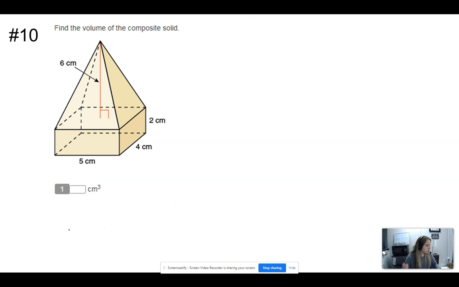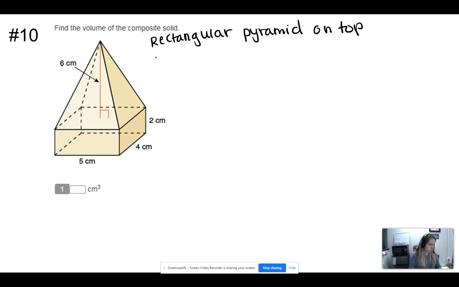Finally, you are going to find the volume of the composite solid. So break it into 2 shapes, and then find the volume of both, and then go from there. Pick your answer. I'm going to break it into a couple different shapes. On the top is going to be a rectangular pyramid, and it is a rectangular prism on the bottom.